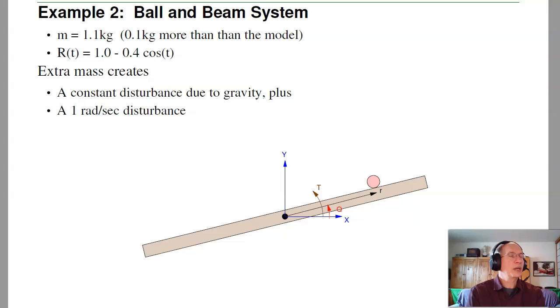Let's look at a ball and beam system. In this case, I've got a 1.1 kilogram mass, 0.1 kilogram more than modeled, and I'm trying to track a constant and a sine wave. What that does is the extra mass gives me a constant disturbance. That's due to the displacing at 1 with extra 0.1 kilogram. And as it rolls back and forth at 1 radian per second, I also have a sinusoidal disturbance at 1 radian per second. So here I'm trying to do both. Track a constant and a sine wave, as well as reject a constant and a sine wave.